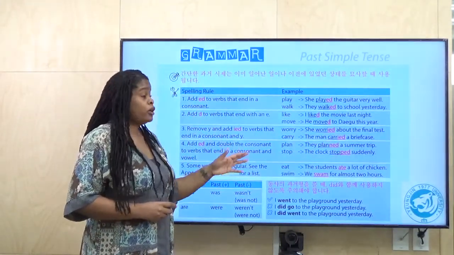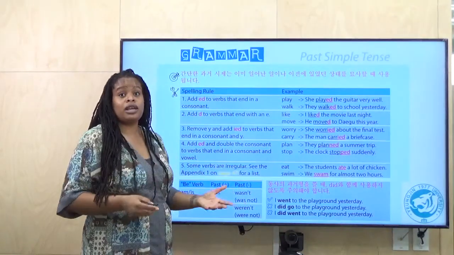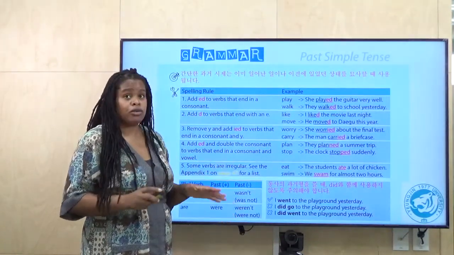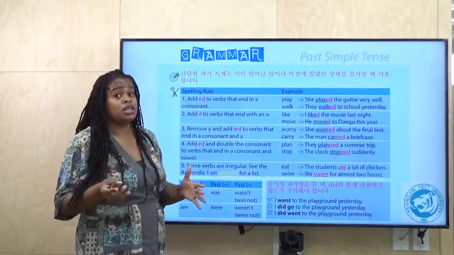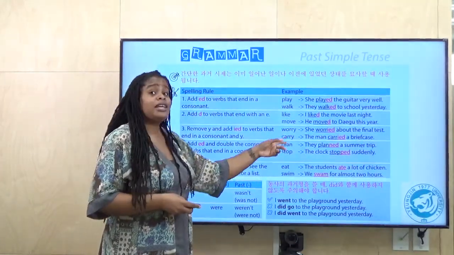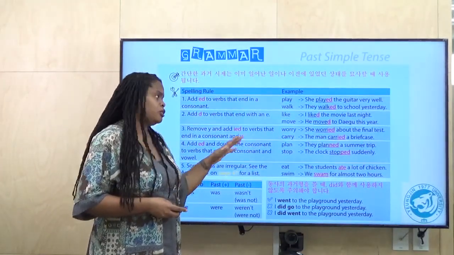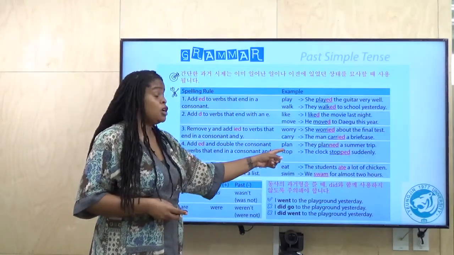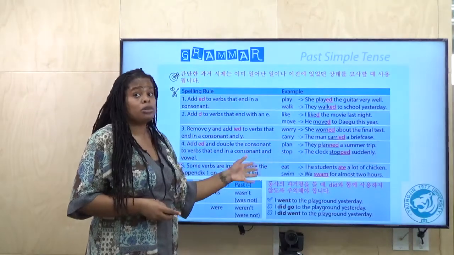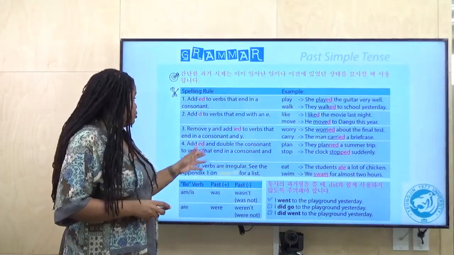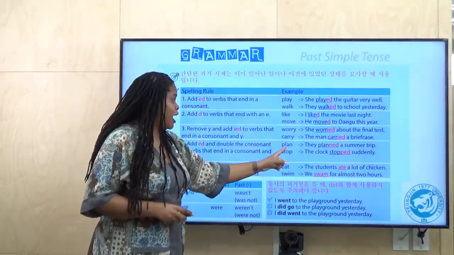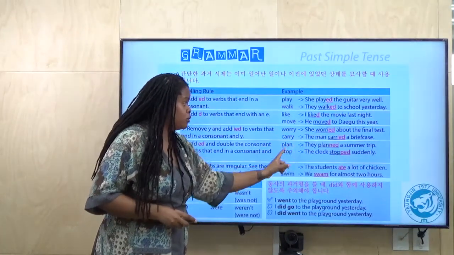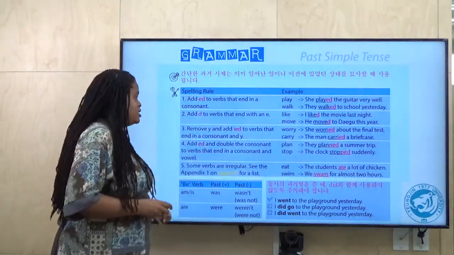It is very important that you double, or else you will sometimes get either a nonsense word, which is not a real word, or you get a completely different word. So planed is a real word, but it's not the word we want. Stoped, so if you just did S-T-O-P-E-D, stoped is not a real word. Remember, if it ends in a vowel and consonant, you need to double the consonant and then add ED.